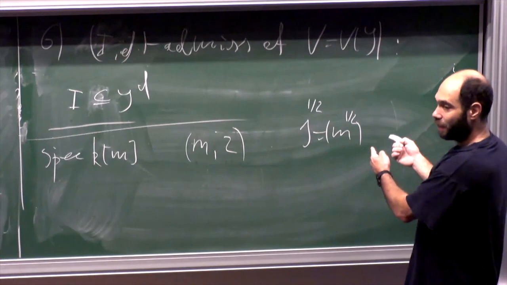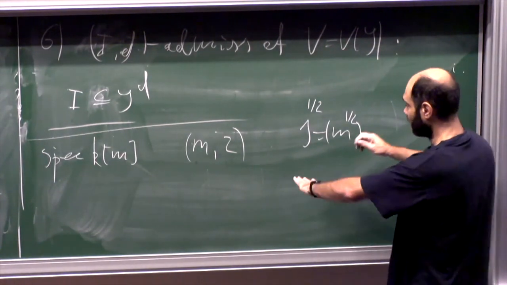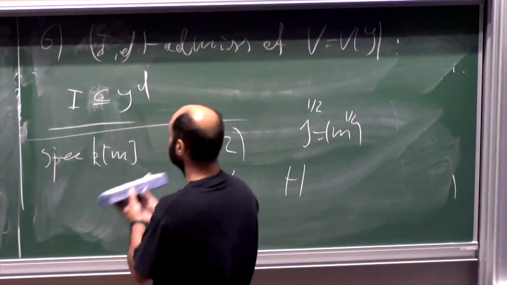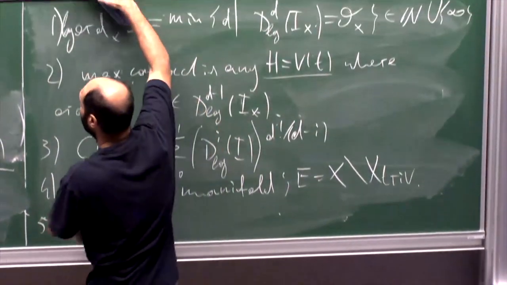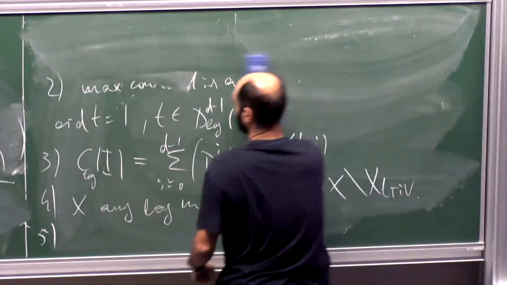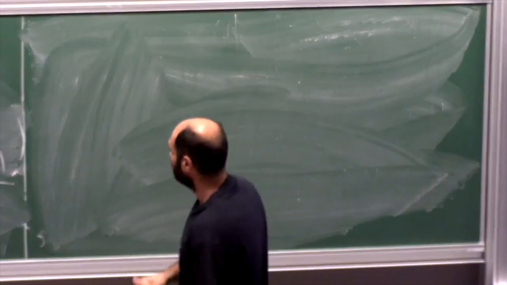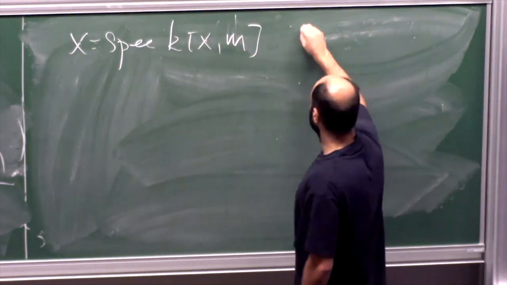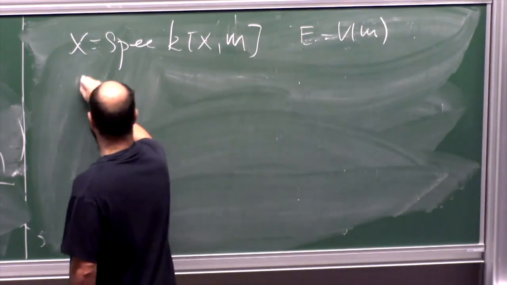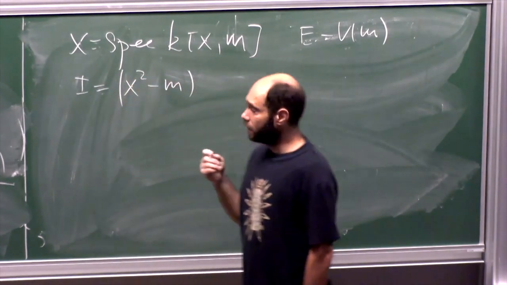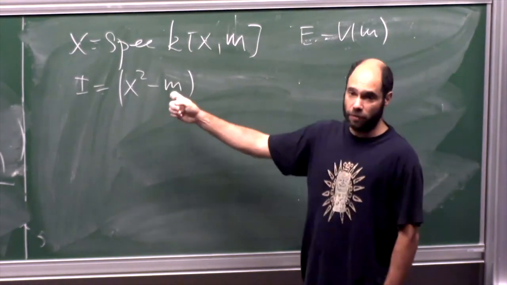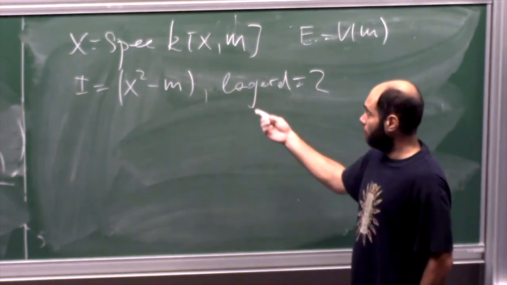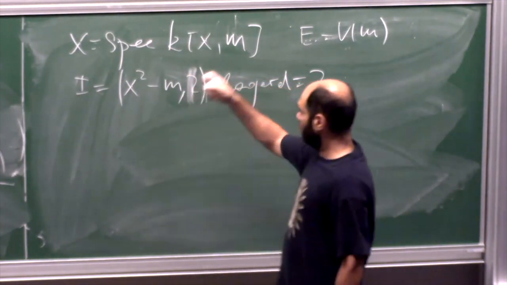So here it looks completely like a trick, but if this happens only on H, and I started from some X, on X this can be highly non-trivial. And just one example which completely illustrates this is as follows. Let's take X equals Spec of k[x, m]. One coordinate is regular and one is monomial. So E is the vanishing of m. And let's take I equal to x squared minus m. So in the classical situation, the order is 1. But logarithmically it is 2, because m is of infinite order. So we'll consider this to be of order 2.